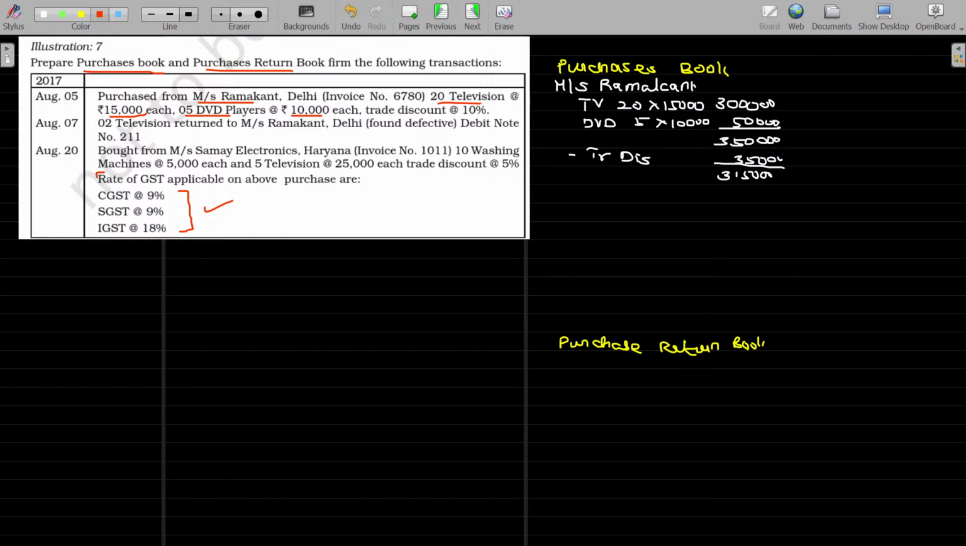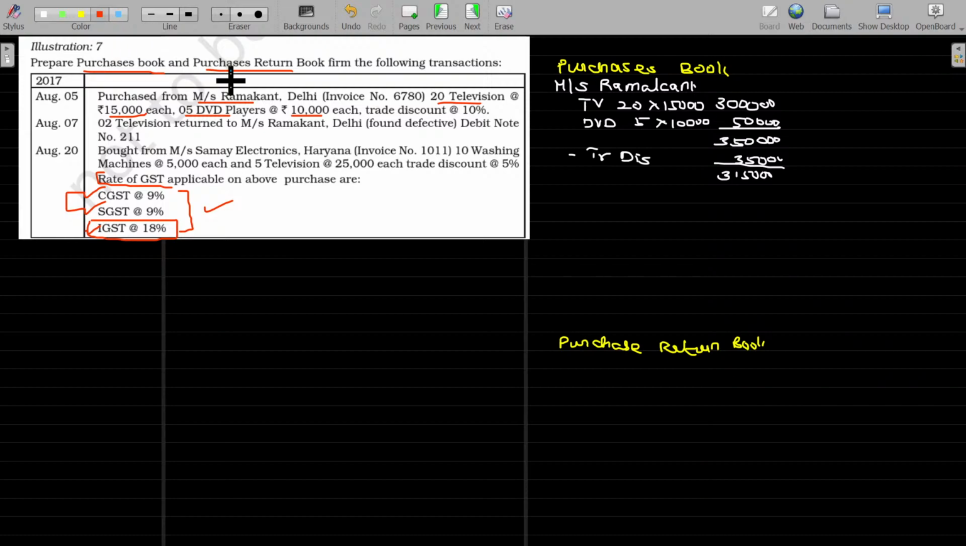Right. The last line, rate of GST applicable on the above purchases. CGST means 9, SGST 9, IGST is nothing but the summation of these two, which is 18%. IGST will be applicable only when the sale happens from one state to another state, interstate sales. CGST and SGST will be applicable for intrastate sale.